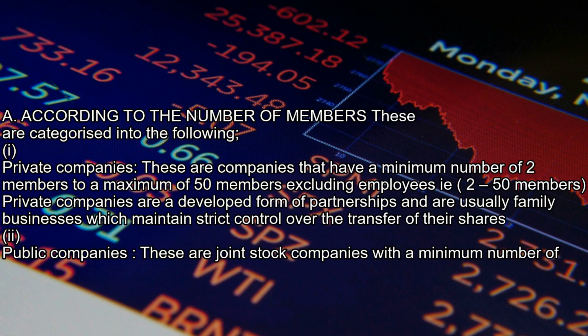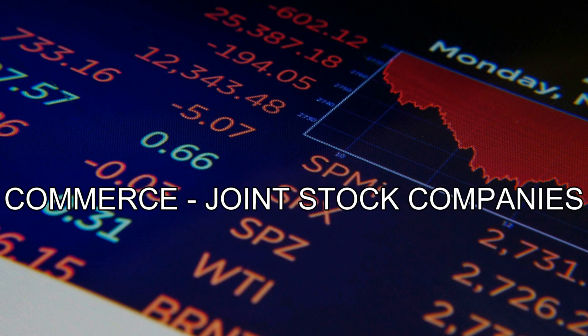A. According to the number of members, these are categorized into the following. I. Private companies. These are companies that have a minimum of 2 members to a maximum of 50 members, excluding employees. Private companies are a developed form of partnerships and are usually family businesses which maintain strict control over the transfer of their shares. II. Public companies. These are joint stock companies with a minimum number of members.